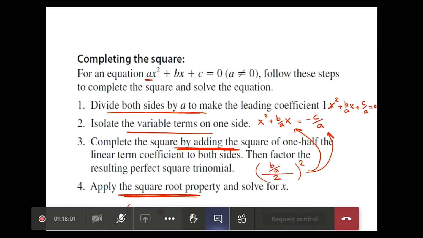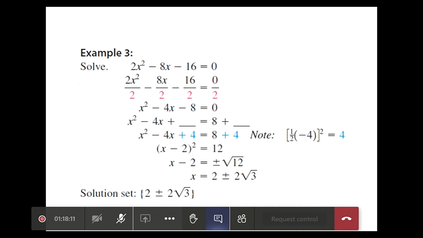You will have a square like this plus numbers. You can take the radical for both sides. Let's see an example. Look at this.